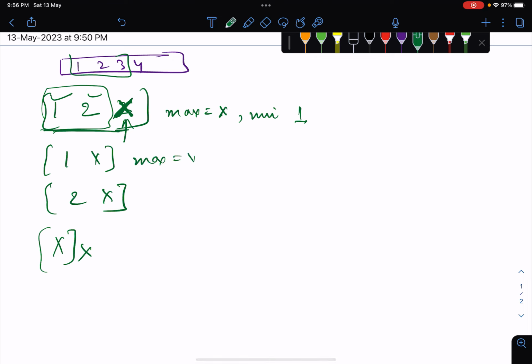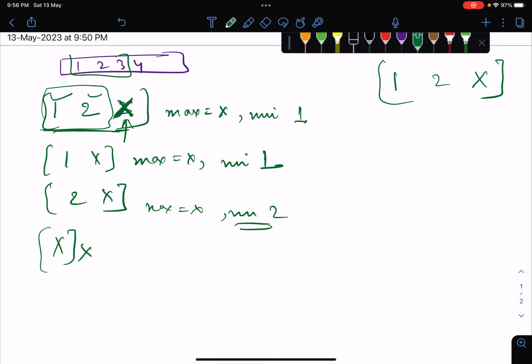Again, my max is x and my min is 1. Here my max is x, my min is 2. Now I'm trying to show you a pattern. What happens here is, if I have 1, 2 and x, look, for every element, taking that single element is a subsequence. So for right now, skip it and consider the other subsequences.